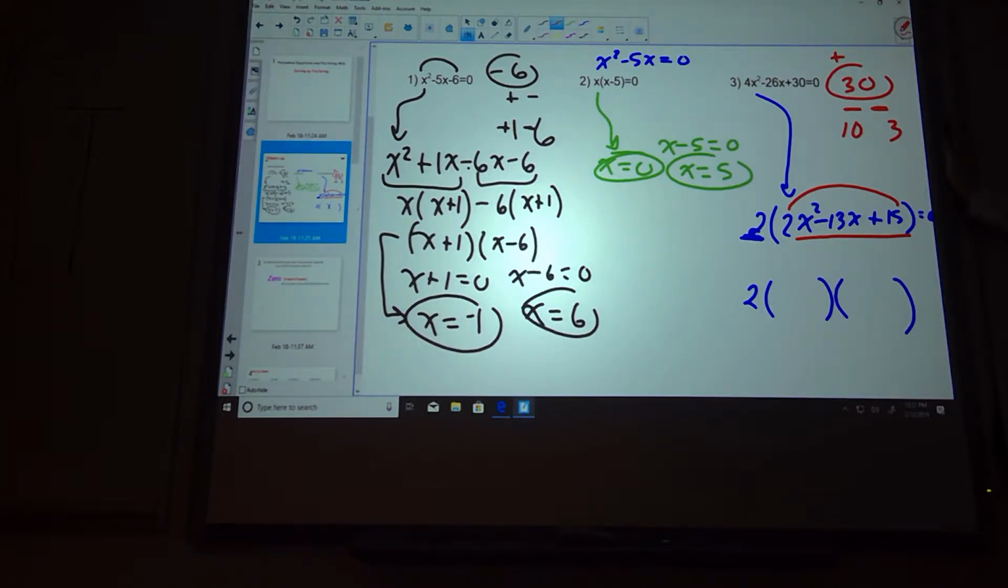All right. Everyone agree 10 and 3? If they're both negative, if I add them together, I get negative 13. So they're both negative. So then I have 2x squared minus 10x minus 3x plus 15.